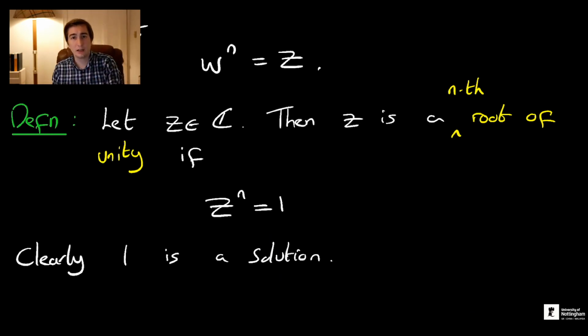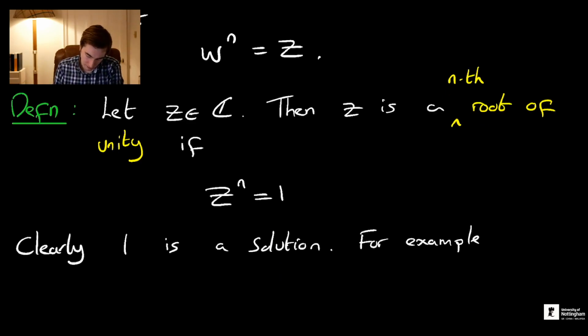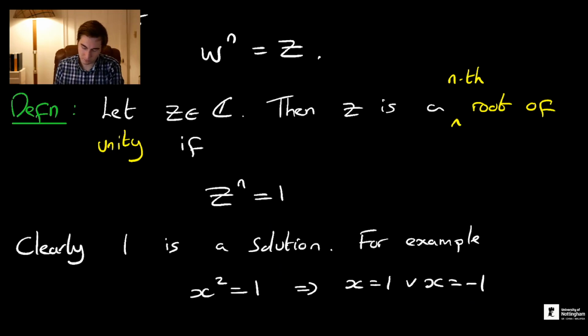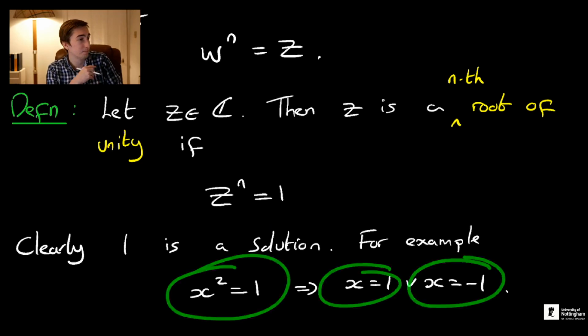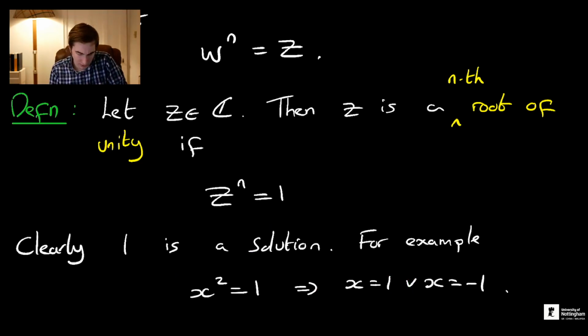But much like when I talk about real polynomials, I can have multiple solutions to polynomial equations. For example, I could take x squared equals 1. Well, that implies x equals 1 or x equals minus 1. That's an example where I've got a single polynomial equation and there are two solutions that I can find. So whilst I found one solution, that doesn't necessarily tell me that I found all the solutions.